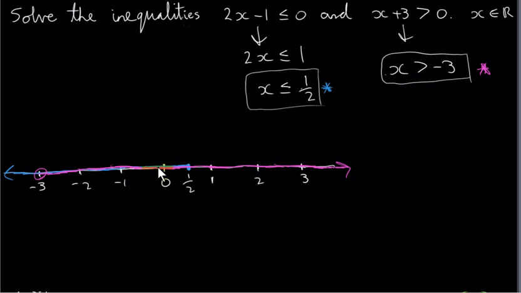Now you can see where the two regions overlap. This blue and pink region. I'll just shade it in green. And a half is included. So any point in this green region is less than or equal to a half, but also greater than minus 3. So we can combine these two inequalities into one inequality. We can write it like this.